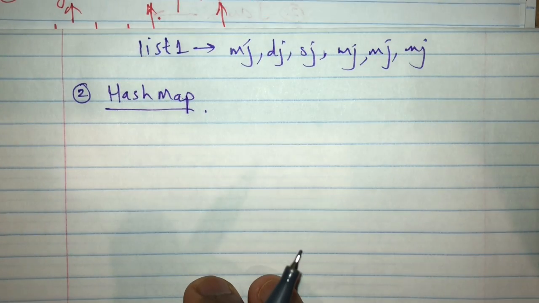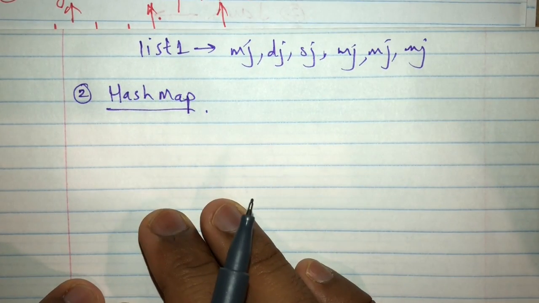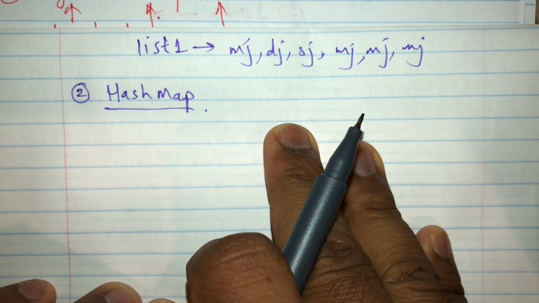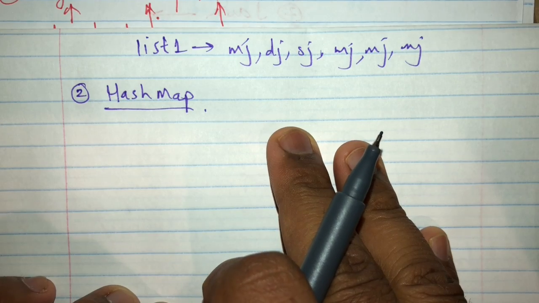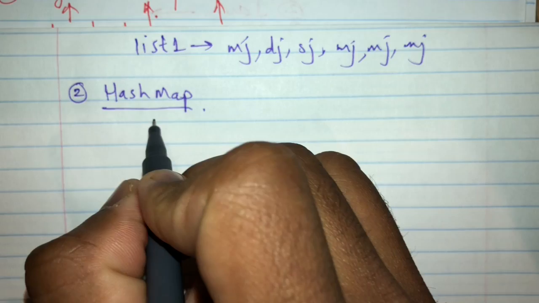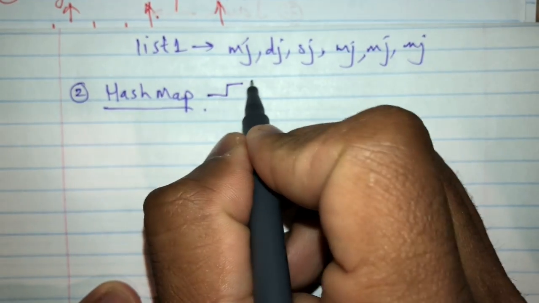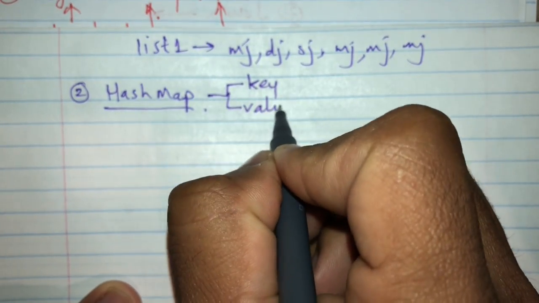So I have used hash map a lot over the last few years, and it's very useful, especially for doing word count or any other coding exercise where you need unique elements. As the name itself indicates, it has two elements to it. The first element is key, and the other element is value.